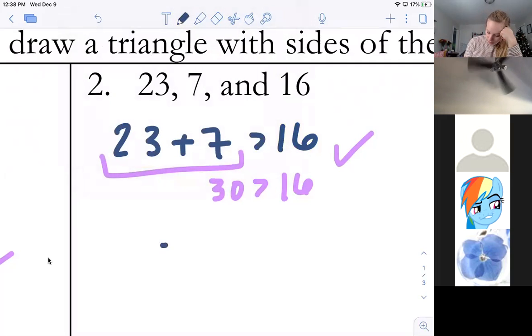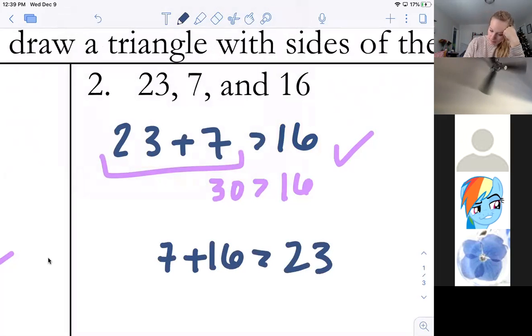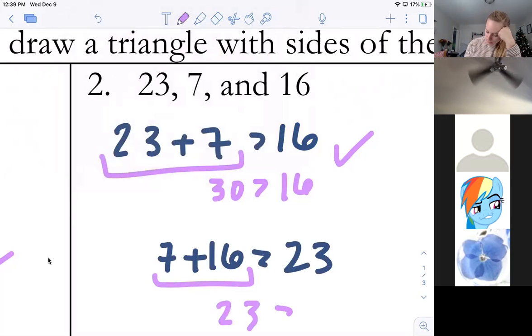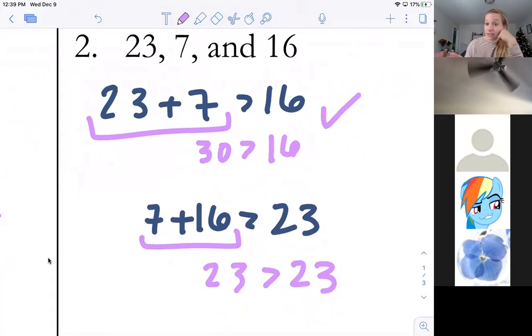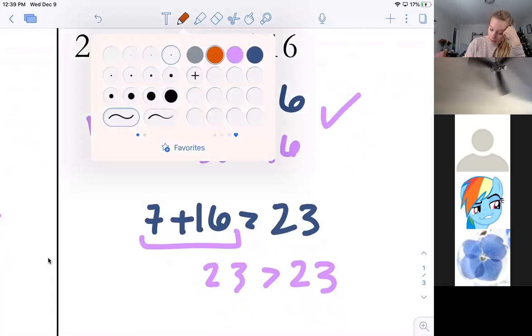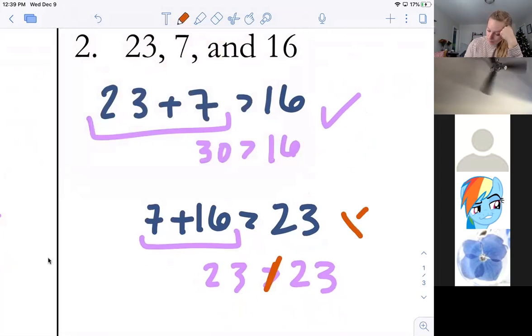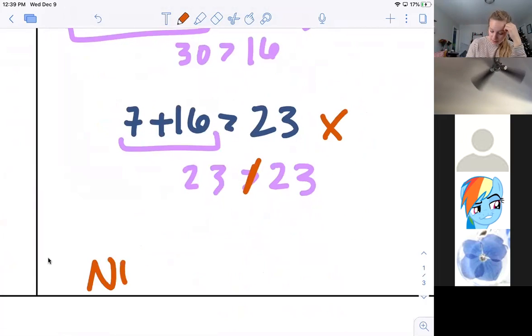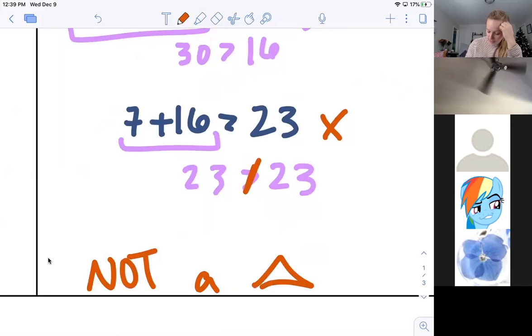And then now I'm going to move it over and do 7 and 16. Is that greater than 23? Well, 7 plus 16, oh, that's 23. Is 23 greater than 23? No, it's equal. So it can't be greater than. That's not true. The minute I get this not true one, I'm done. I'm not checking anything else. I'm going to say there's no way. This is not a triangle.